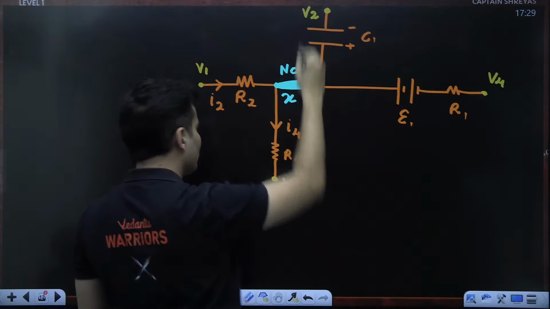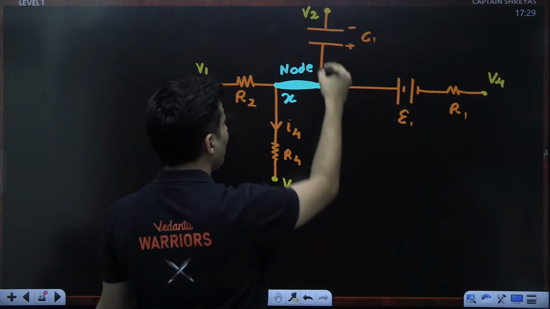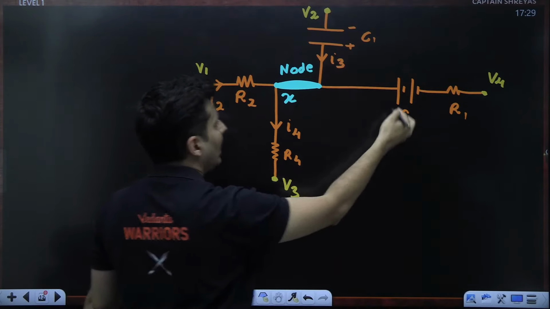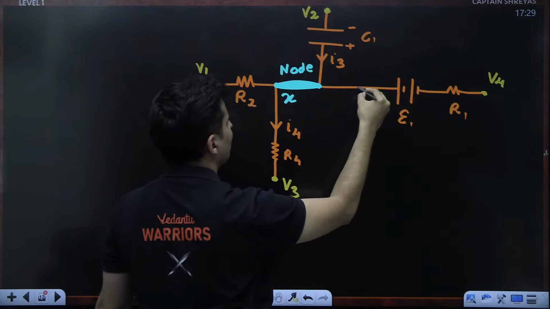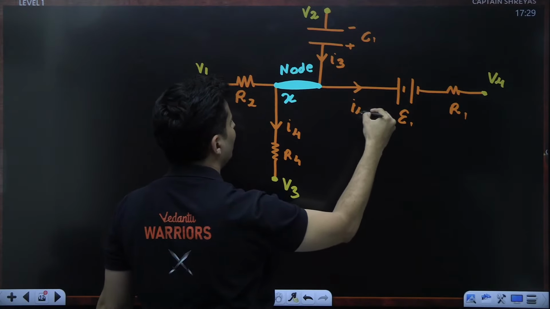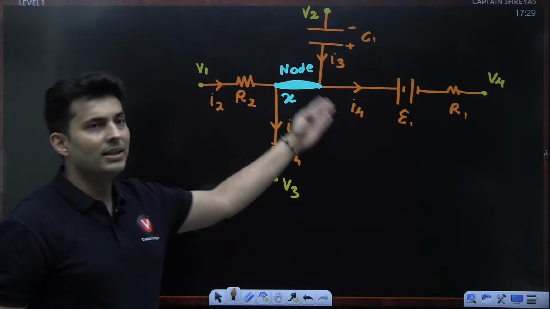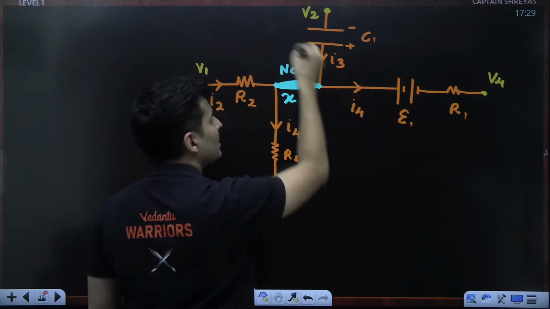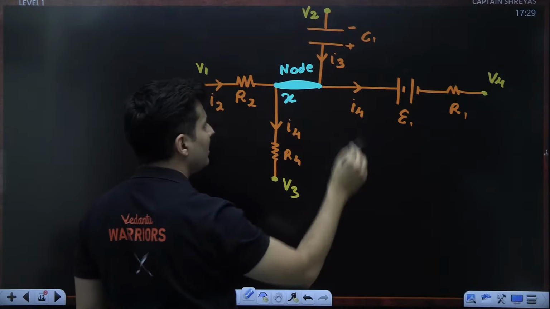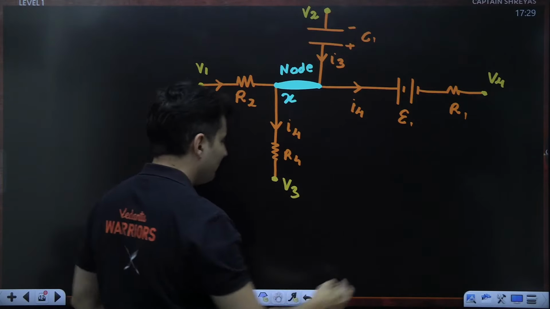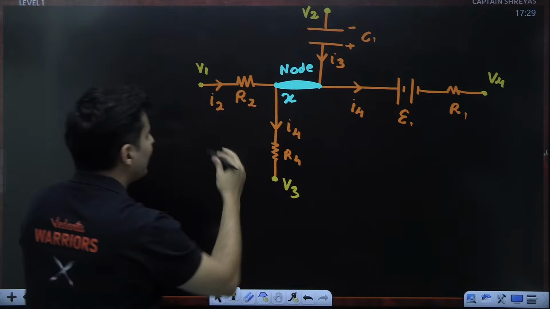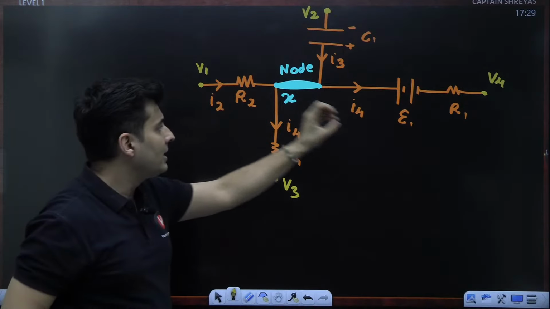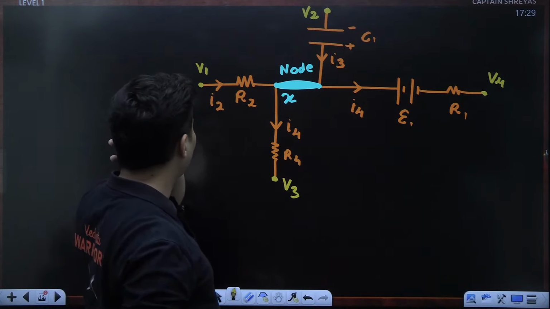Maybe there is some current which will go through this as well. Maybe I can call it I3. And maybe there is some current which will go through this, maybe this is basically I4, something like that. I can assume these currents. You can keep as many resistors as you want here and there. And then what you can say is that whatever current is entering in is also the current which is exiting out.